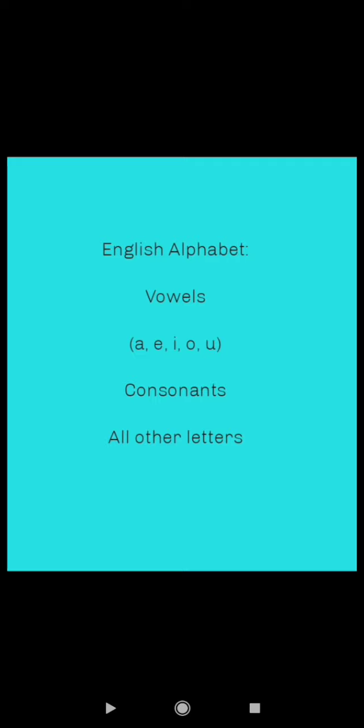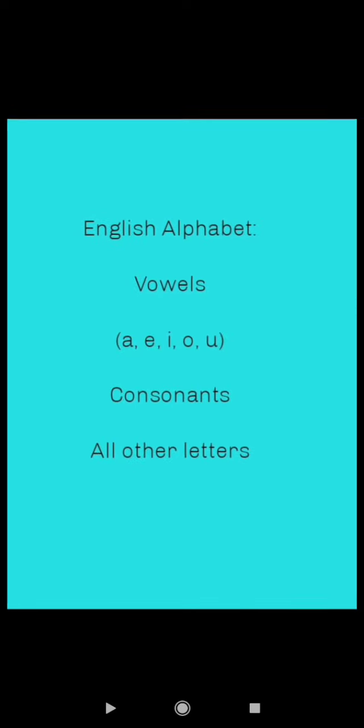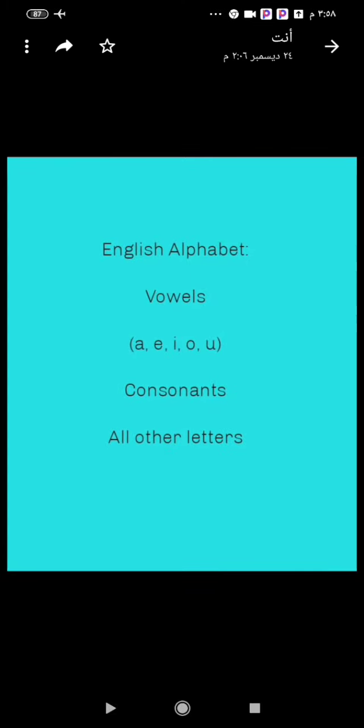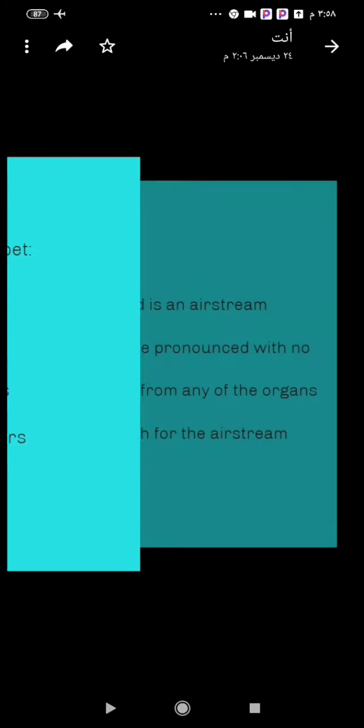Let's go to another slide. English alphabet. It is divided, according to the pronunciation, into vowels and consonants. Vowels are the voiced sounds, and consonants are the silent letters. The vowels are A, E, I, O, U. Okay? And the consonants are all other letters. Right? All other letters.